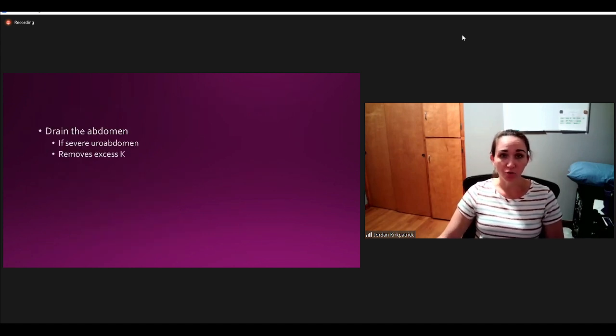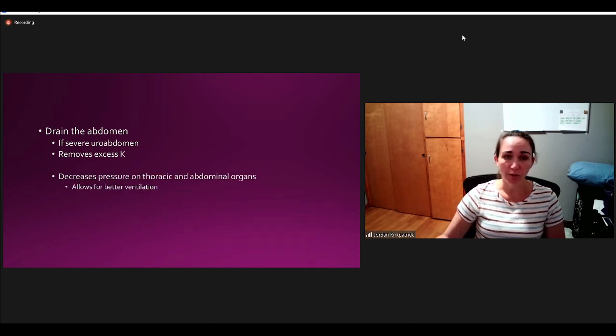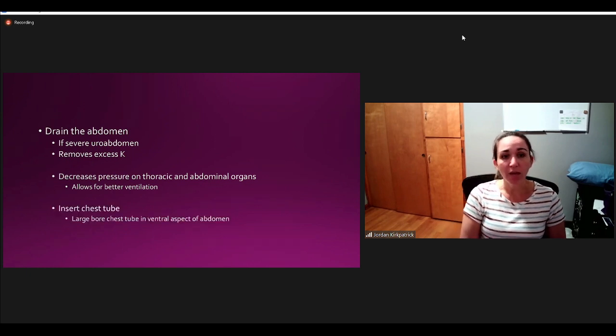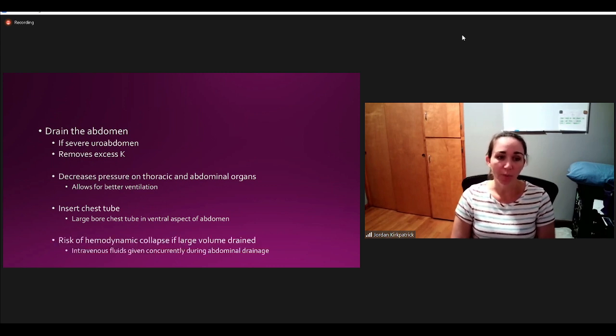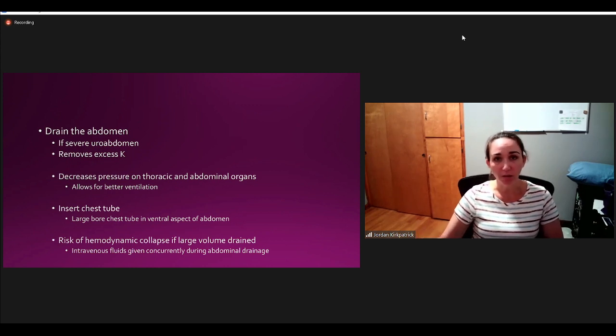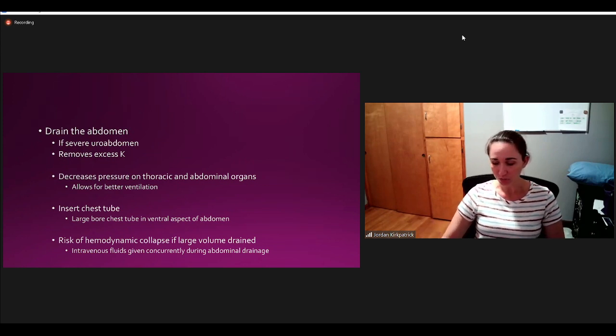Another thing that can be done is to drain the abdomen, especially if there's a lot of excess fluid, because it will remove the excess potassium, but also if it's a severe uroabdomen, there's going to be increased pressure on the thoracic and abdominal organs, which can make ventilation difficult when they're under anesthesia. If the abdomen is going to be drained, then you insert a chest tube into the ventral abdomen and drain the fluid that way. But there is a risk of hemodynamic collapse when you do that. So you need to make sure you're also supporting them with intravenous fluid therapy to balance out their fluid volume so they don't crash.